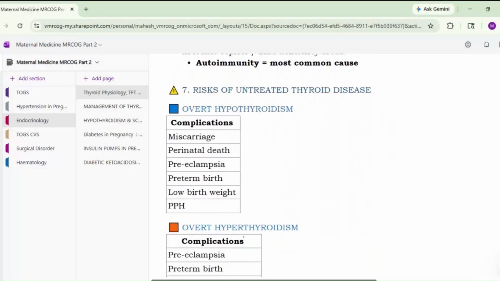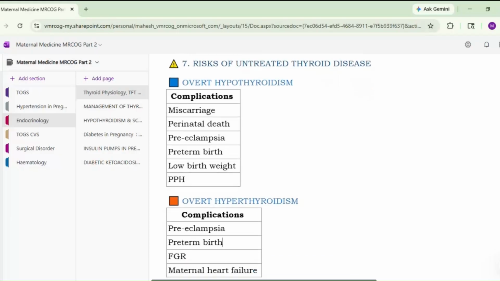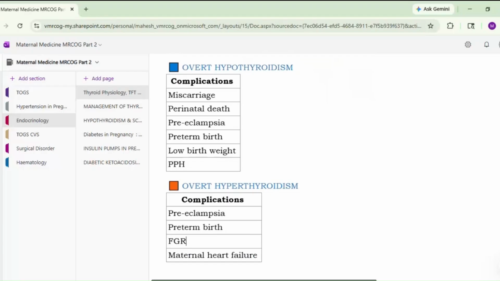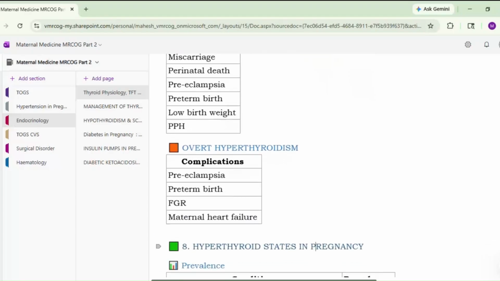Okay, so what are the risks of untreated thyroid disease? One, there can be overt hypothyroidism. Second, there can be overt hyperthyroidism. In overt hypothyroidism, you will get miscarriage, perinatal death, preeclampsia, preterm birth, low birth weight, and postpartum hemorrhage. So hypothyroidism has multiple obstetric complications, while hyperthyroidism is mainly associated with preterm birth, preeclampsia, FGR, and maternal heart failure.